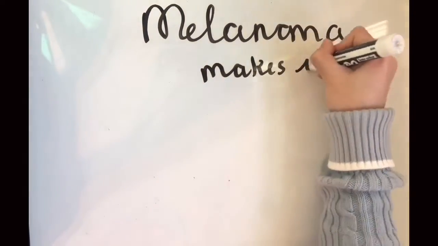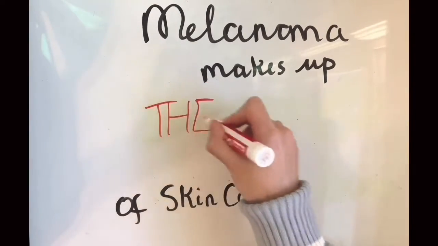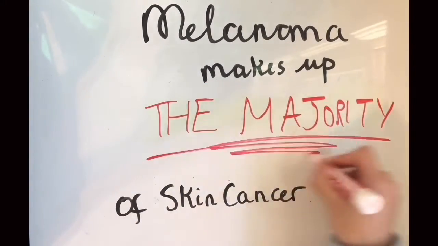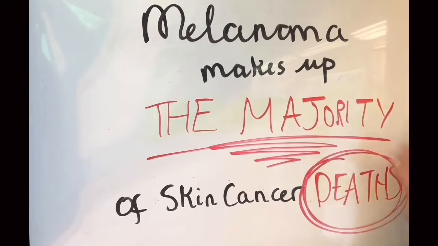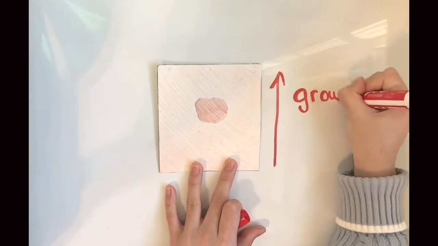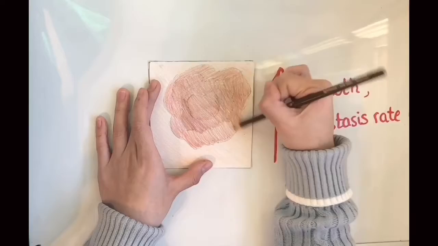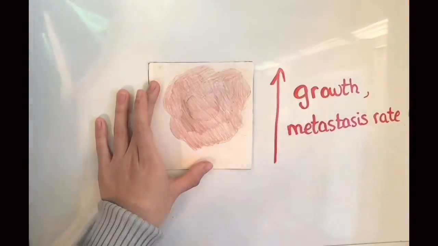Although melanoma makes up only less than 1% of all skin cancer cases, it actually makes up the majority of skin cancer deaths. This makes it one of the most dangerous types of skin cancers. Melanoma is actually much more likely to be metastatic, which means that it can grow and spread at much greater rates than other skin cancers. In the end, this makes it a lot more difficult to treat.